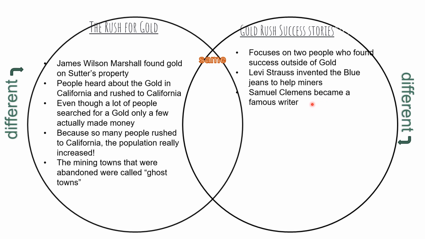Samuel Clemens became a famous writer. He also tried to find gold, and he liked to listen to the stories of the other miners, and he wrote it down. And that helped him to become a successful writer.